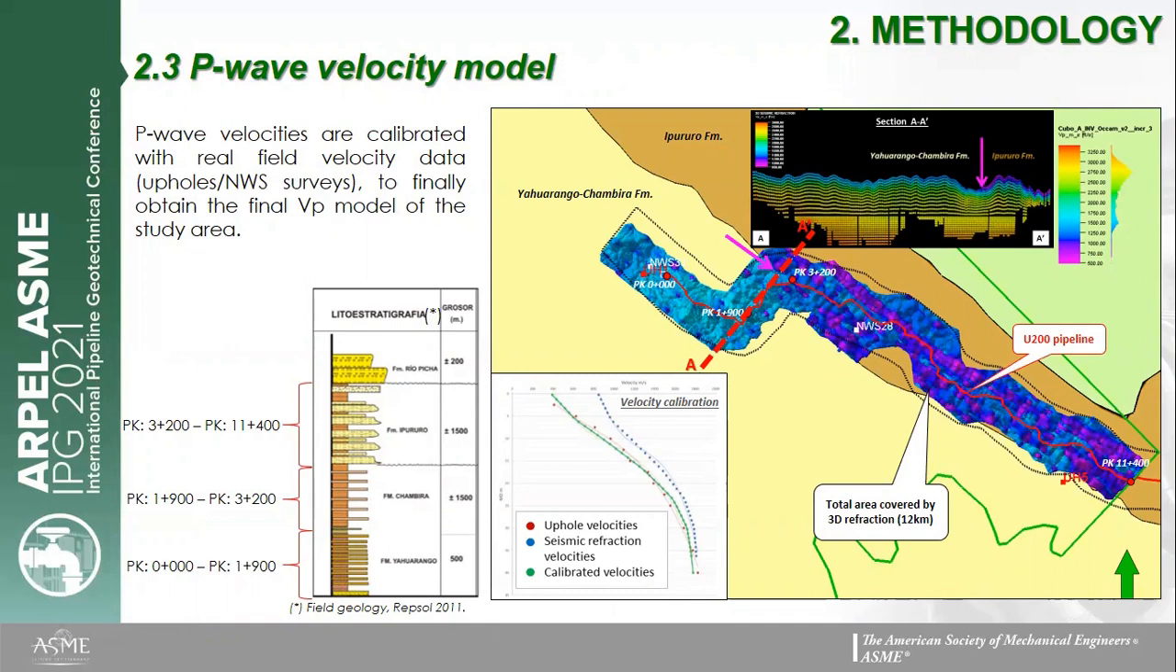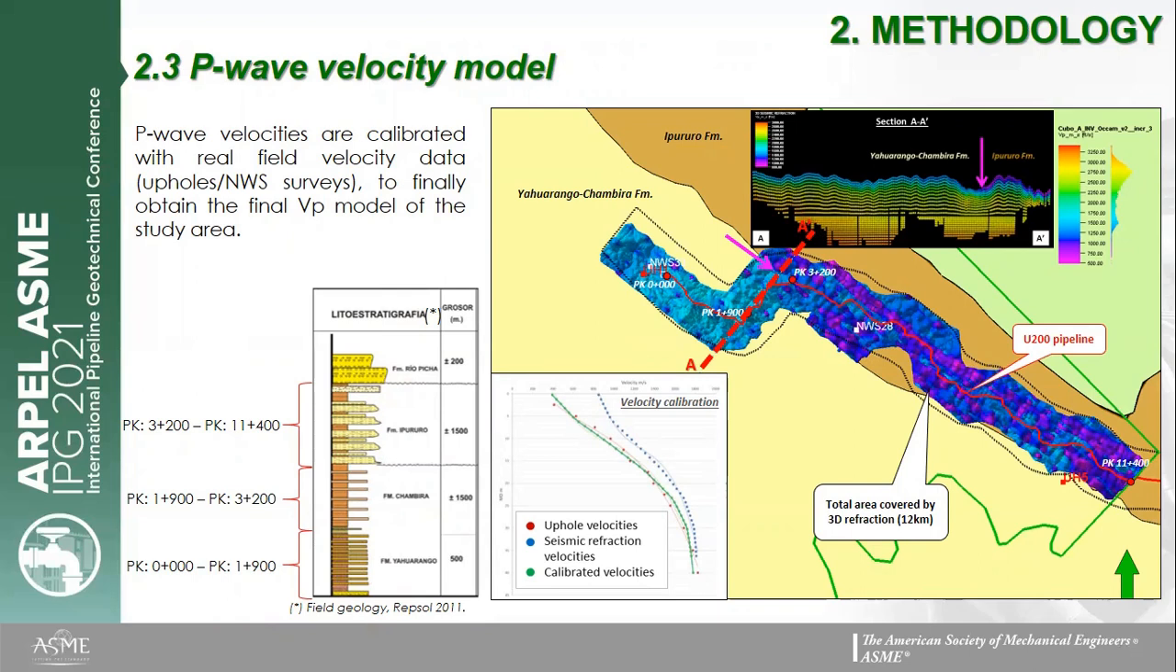The final P-wave velocity model was also calibrated with real field velocity data from upholes or near-weathering surveys coming from the seismic reflection campaign, to finally obtain the most real P-wave velocity magnitudes around the study area. The final P-wave velocity model around the pipeline, calibrated to the upholes, is shown as a plan view at the right of the slide. Two different zones of P-wave velocity behavior are identified, a higher and a lower velocity zone. The vertical section A to A also shows a change in this behavior.